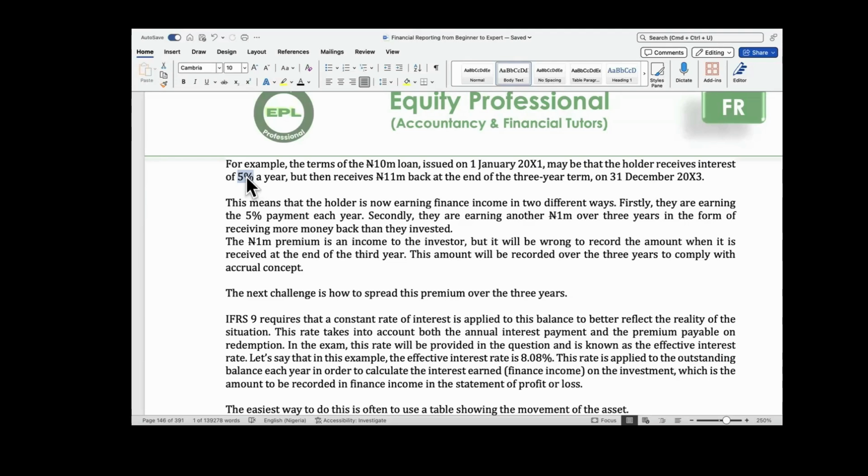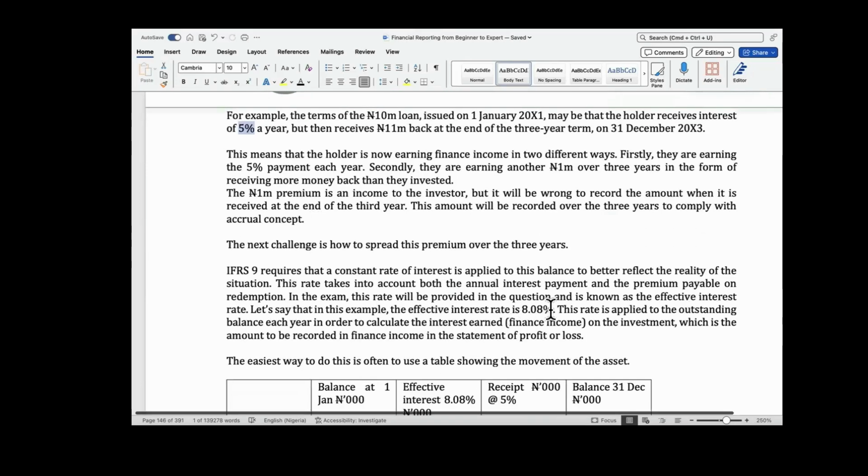So you see, that approach of converting this 1 million into a rate, the standard calls it the effective interest rate method. Meaning the examiner will give you an effective interest rate. They would always give it to you in the exam. So in this case, the appropriate effective interest rate is 8.08%.